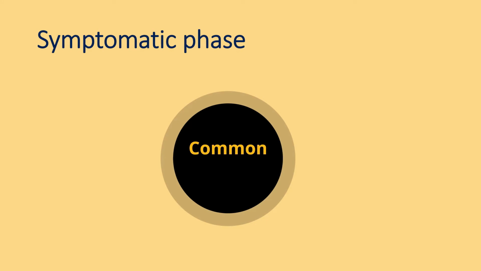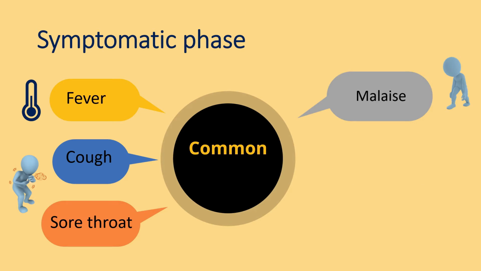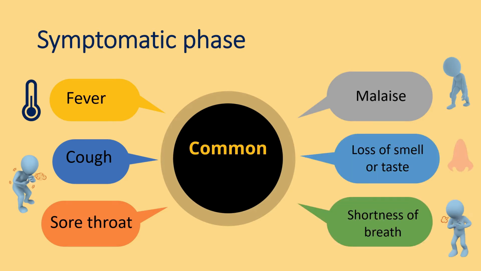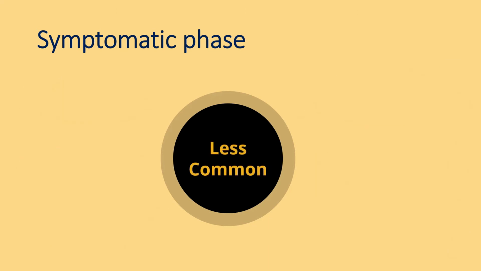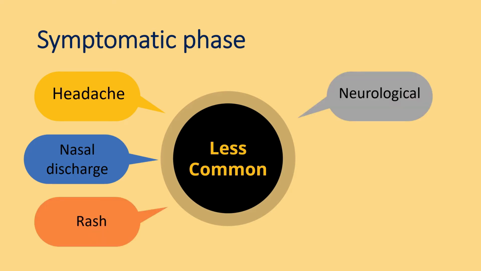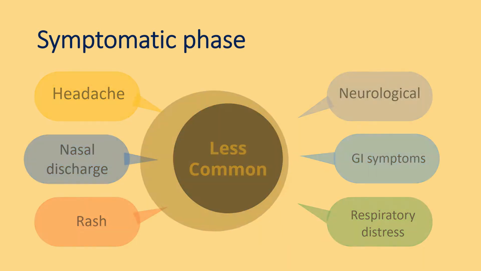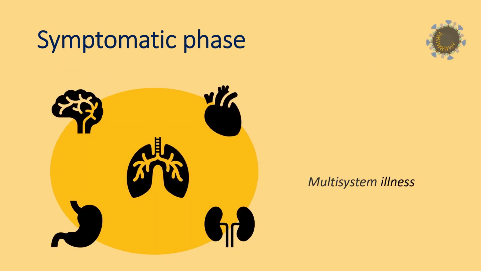The common symptoms include fever, cough, sore throat, generalized malaise, loss of smell or taste, and shortness of breath. Other less common symptoms include headache, nasal discharge, rash, altered sensorium and stroke, nausea, vomiting, and respiratory distress. Coronaviral disease is a multi-system disease that affects almost all organs of the body.